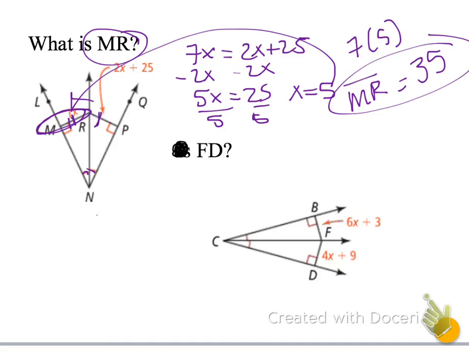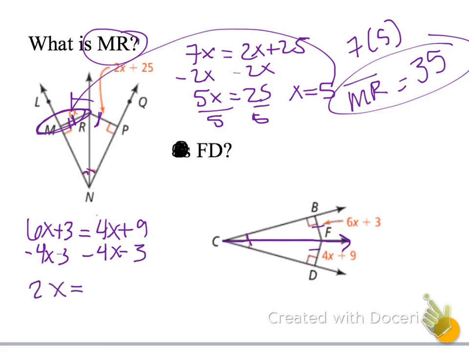So this next question is also another angle bisector. We have our ray coming out of our vertex with our two congruent angles. If I have those two congruent angles, that means these two sides are congruent. So if they're congruent, it means they're the same, so we can set them equal to each other. And then let's go ahead and solve. So I'm going to subtract 4x and subtract 3 at the same time. So I'll get 2x equals 6, divided by 2, x equals 3.